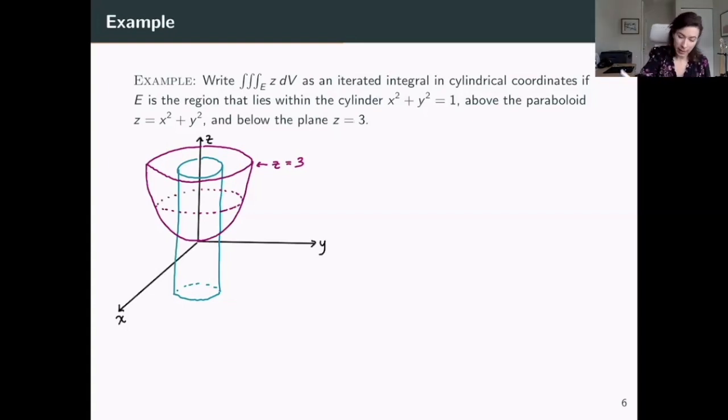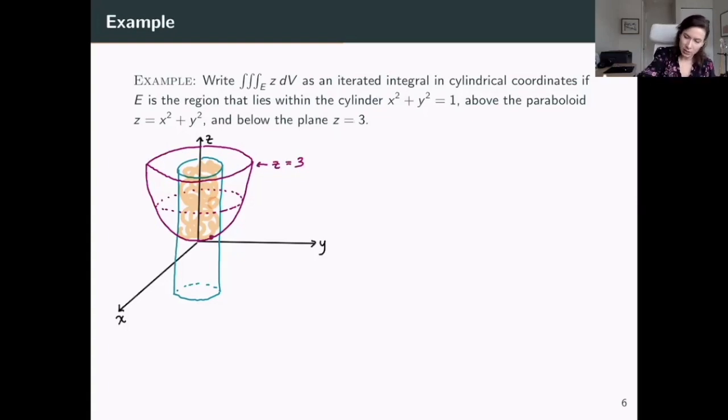And to actually get the region we're looking for, again, it's going to be inside the cylinder and above the paraboloid. So the region that we're looking for is this one. And again, we need to figure out where we are entering and exiting through this surface. Because we're symmetric about the z-axis, our entering and exiting is going to be parallel to the z-axis.